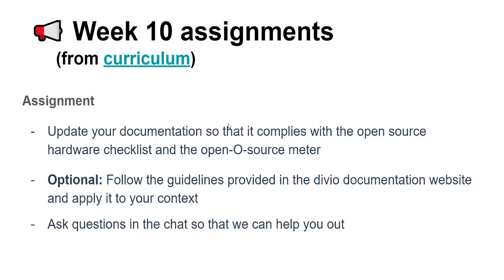At least for the documentation part, the assignment is to update your documentation so that it complies with the open source hardware checklist and the Open Source O-Meter. That would be ideal. Optional and more advanced, you can follow the guidelines provided in the DVO documentation website that I just showed you, and try to apply it to your context. I encourage you again to ask questions in the chat so that we can help you out. If you want to set up a GitHub Pages website or whatever, maybe we can help you with that.